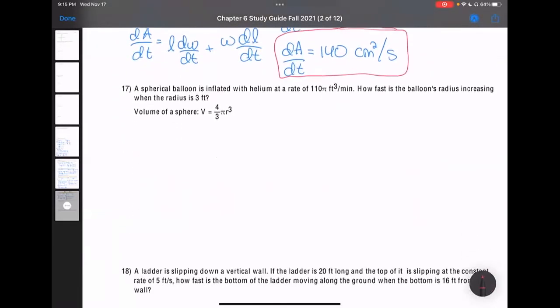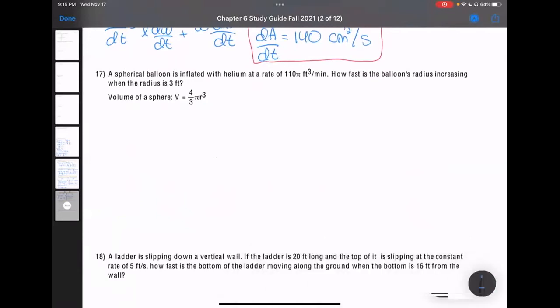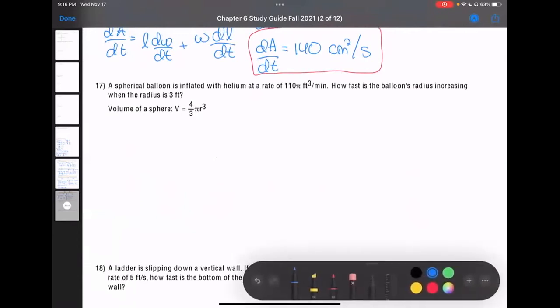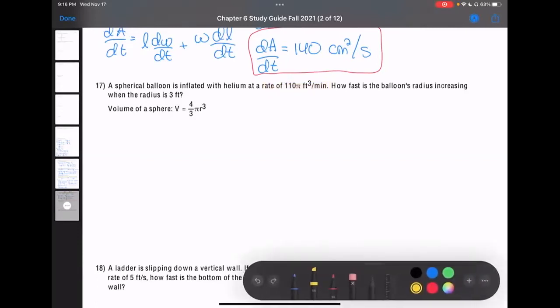Moving on, number 17. On the exam, we're going to have the volume of the sphere there, so luckily we won't have to memorize it, although it's a good formula to know. But number 17, a spherical balloon is inflated with helium at a rate of 110 pi feet cubed per minute. How fast is the balloon's radius increasing when the radius is 3 feet? So it's inflated with helium at a rate of this much.